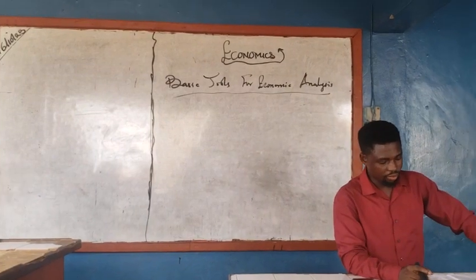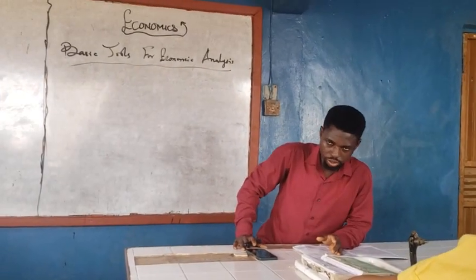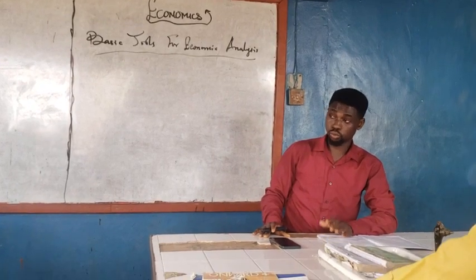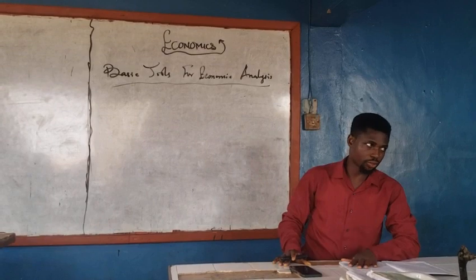In your WAEC you have two sections. That's section A and section B. Section A always deals with the calculation aspect of it. Two questions most of the time, and you will be asked to pick just one question out of the two.